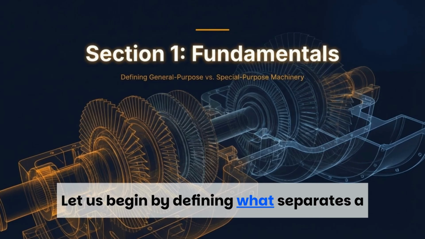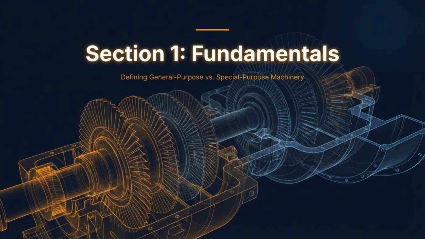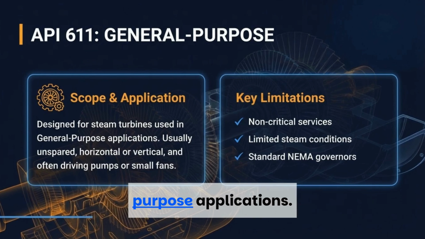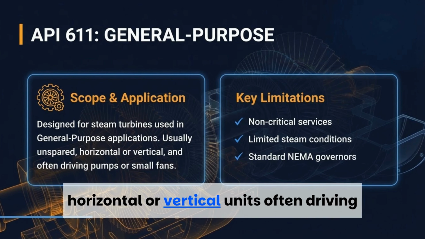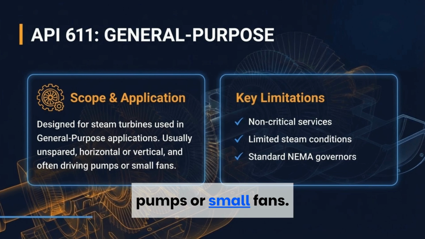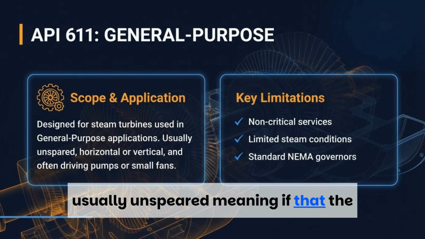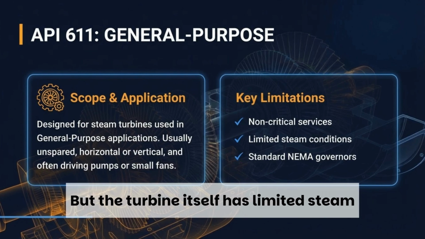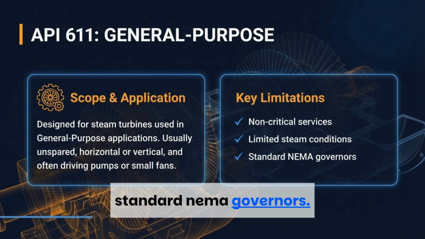Let us begin by defining what separates a general purpose machine from a special purpose one. API 611 covers turbines for general purpose applications. These are typically non-critical, horizontal or vertical units, often driving pumps or small fans. A key characteristic is that they are usually spared, meaning if the turbine goes down, the process might continue via a backup pump. But the turbine itself has limited steam condition requirements and uses standard NEMA governors.